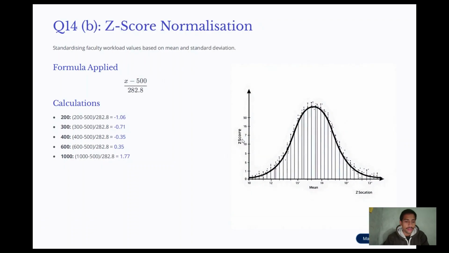Z-score normalization. The second method is Z-score normalization, also known as zero mean normalization. This tells us how many standard deviations a value is away from the mean. The formula: we subtract the mean 500 and divide by the standard deviation 282.8. The result: 200 becomes minus 1.06. The mean 500, if it were in the set, would be 0. 1000 becomes 1.77. This method is essential when the minimum and maximum of the data set are unknown.